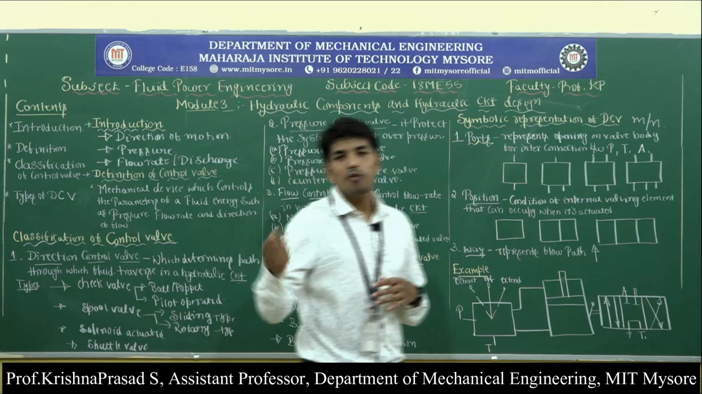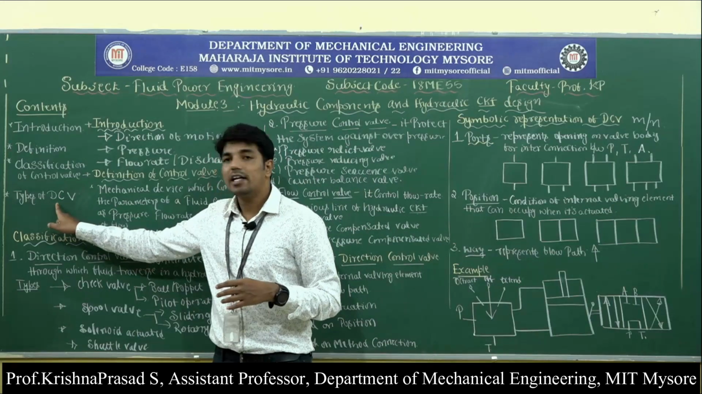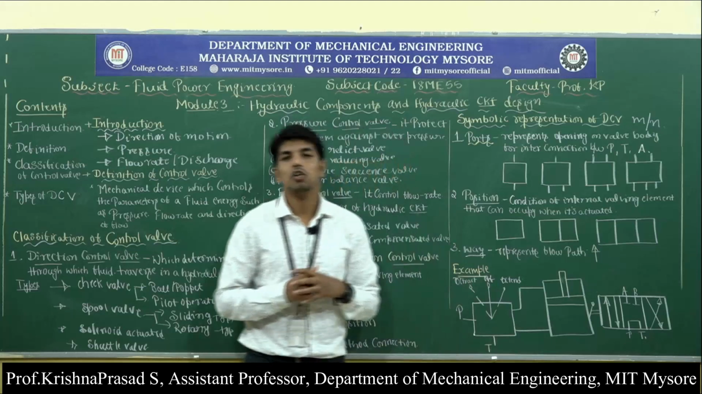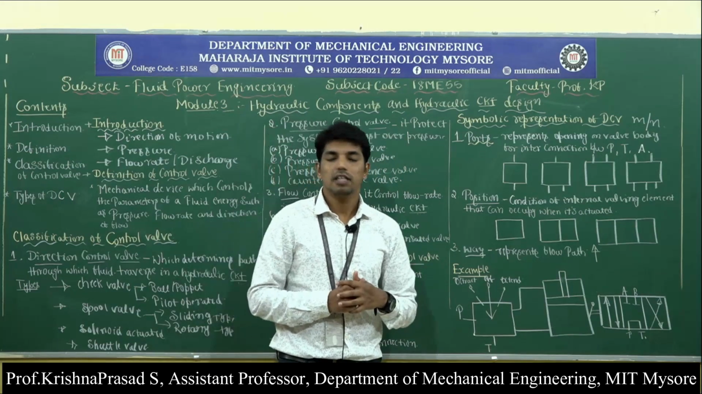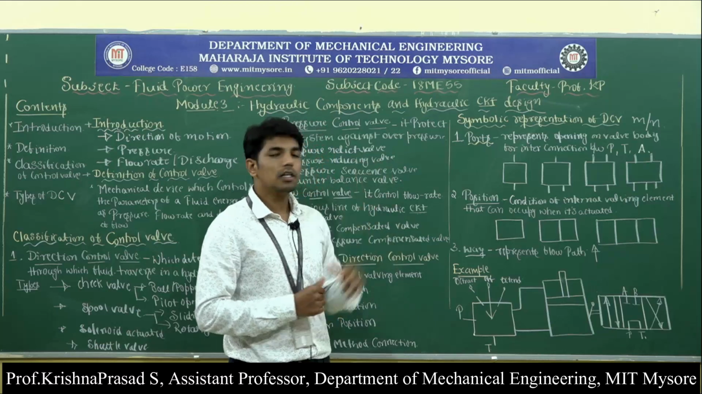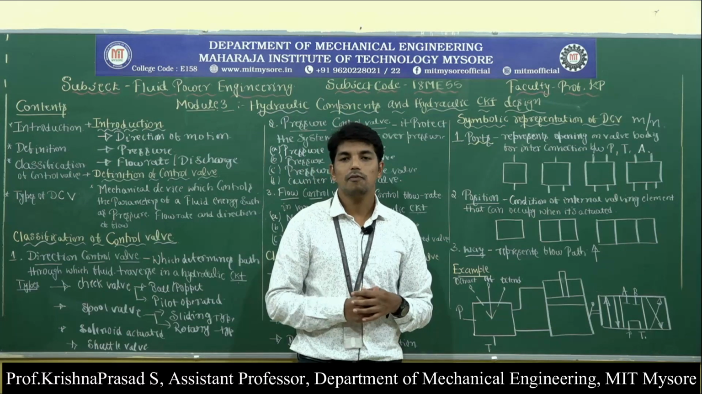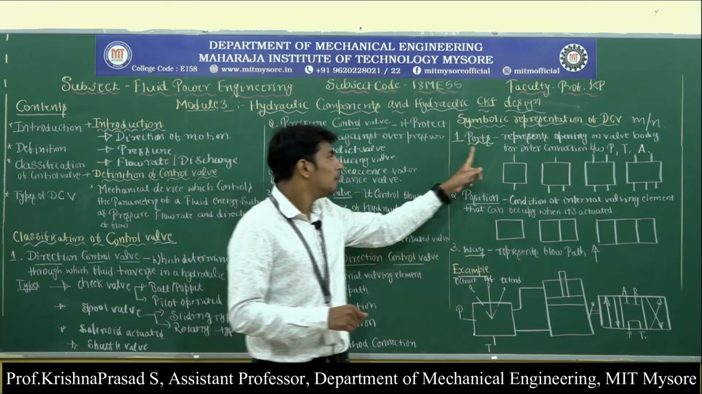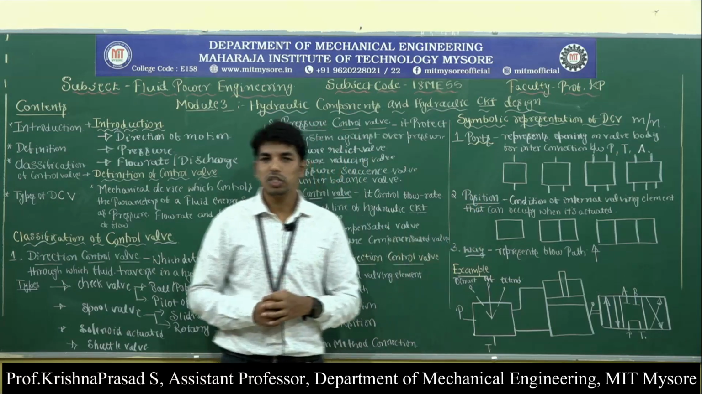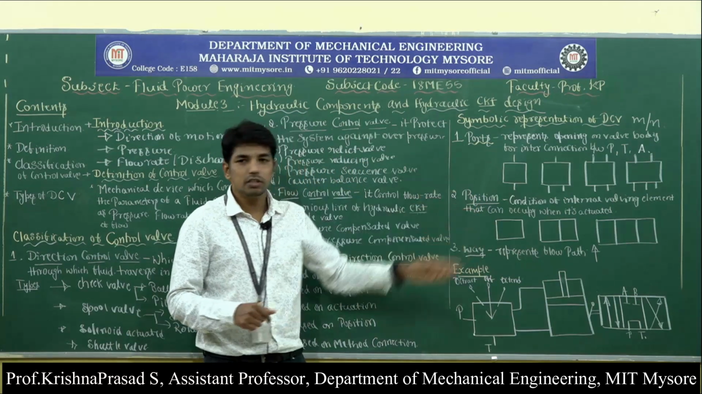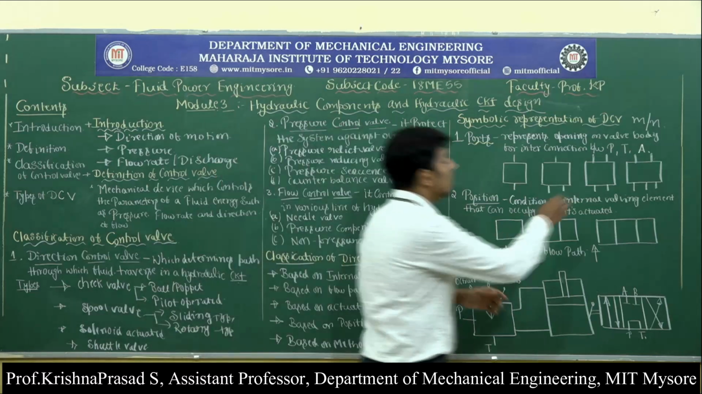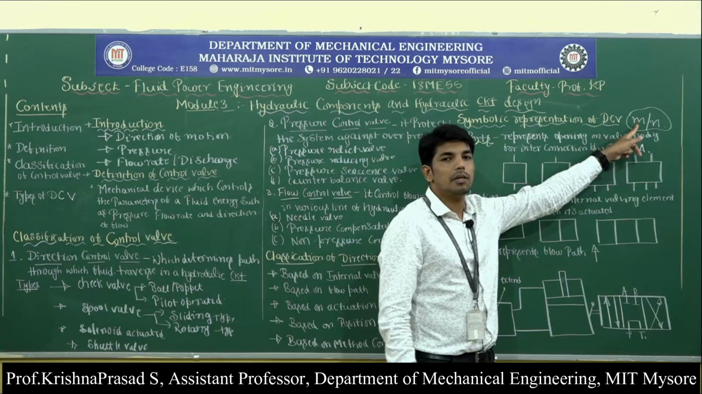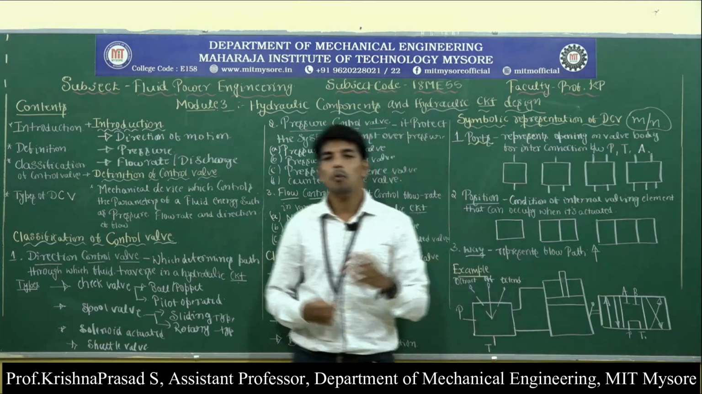Before we move on to the types of direction control valve, first we need to understand the symbolic representation of direction control valve in the fluid power system. That is very important. The symbolic representation of a hydraulic or fluid power system depends on only 2 parameters: ports and position. These ports and positions we usually represent with the symbols M and N. Here M represents the ports and N represents the positions.